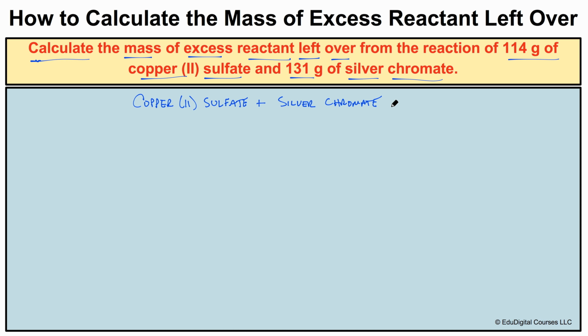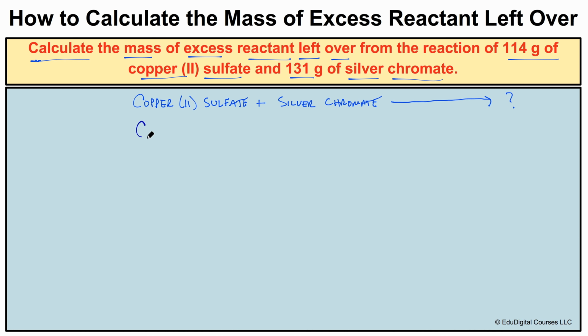And what we have to do is predict what the products of this chemical reaction are going to end up being. And then we have to write the correct chemical reaction equation. So let's go ahead and first figure out what the two products of this chemical reaction are going to end up being. So if we take a look, we have copper 2 sulfate.